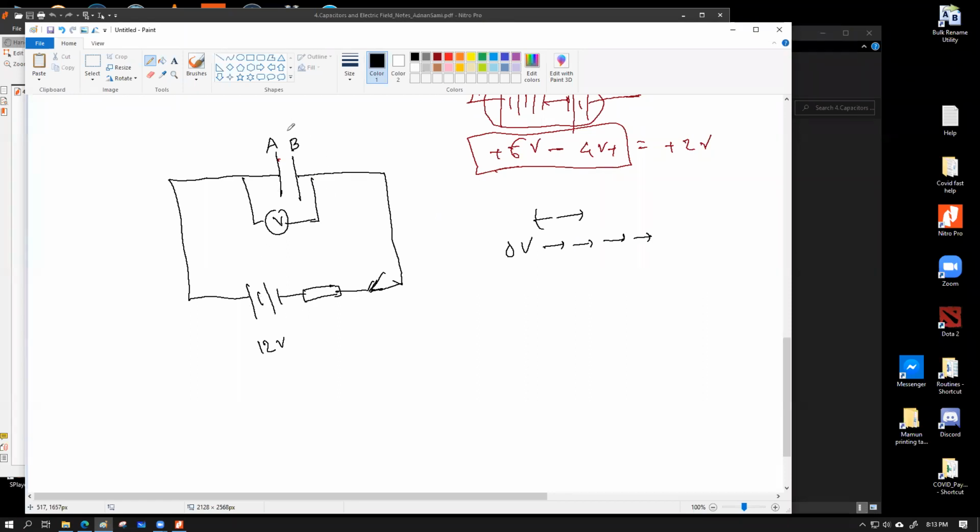So the maximum voltage that this capacitor can gain is also 12 volt, because you cannot essentially make an object have a potential bigger than its original value.